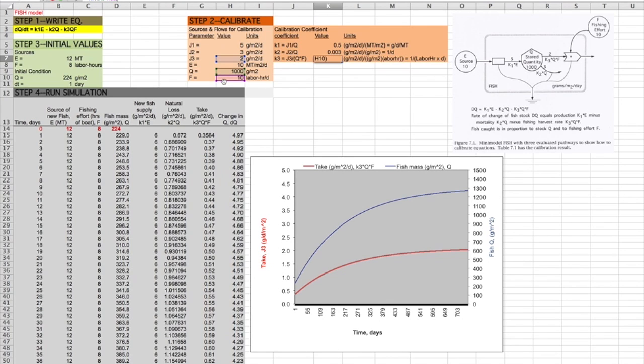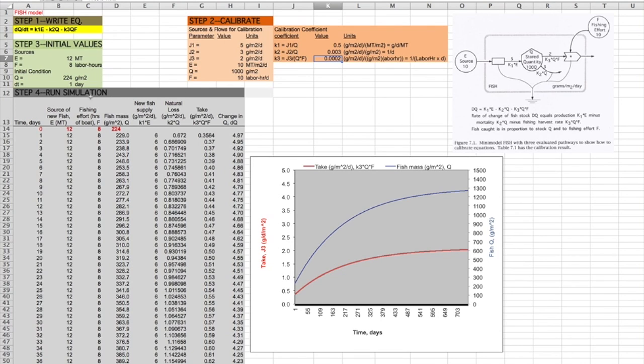So what's important to remember is that the calibration is conducted before the simulation. We determine what the K values are, and these are set. They're constants, meaning they're constant throughout the simulation, and they do not change.